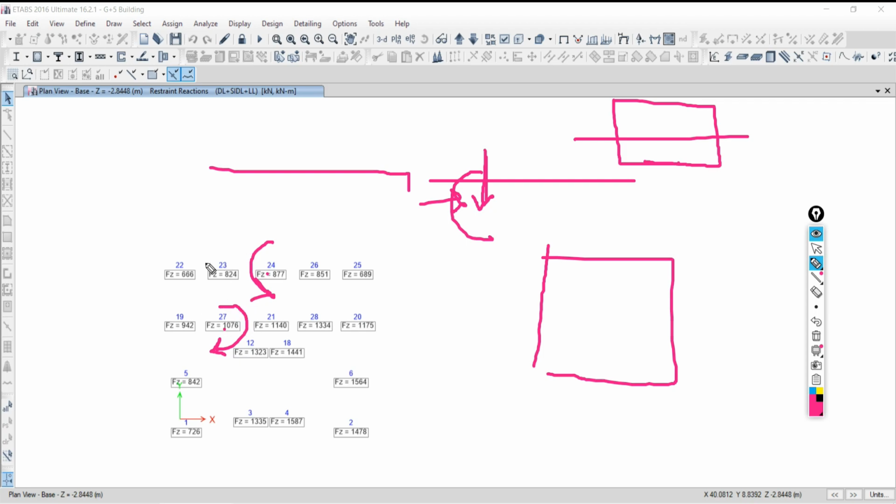So we can't neglect that. Anyhow we have to consider it, but while we are exporting the result from ETABS, we will export everything: vertical reaction, horizontal reaction, movements in all directions. Clear or not? Yes, sir. Vertical reaction is to decide the size of the footing.